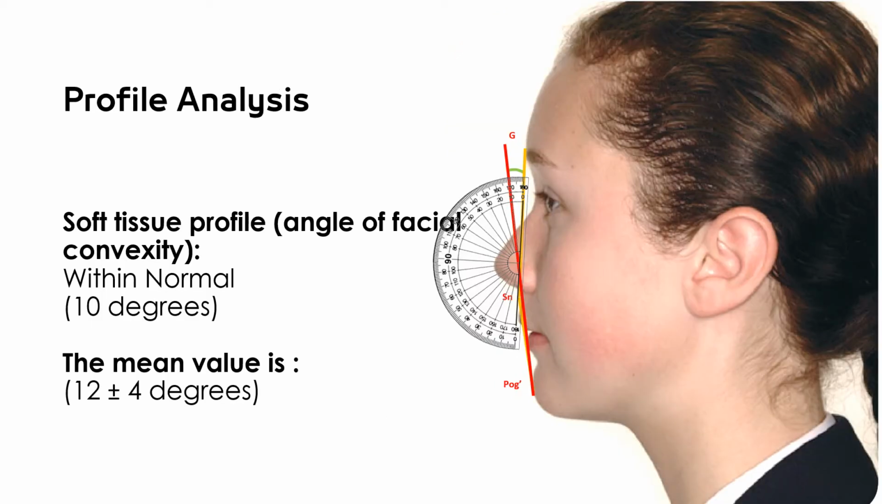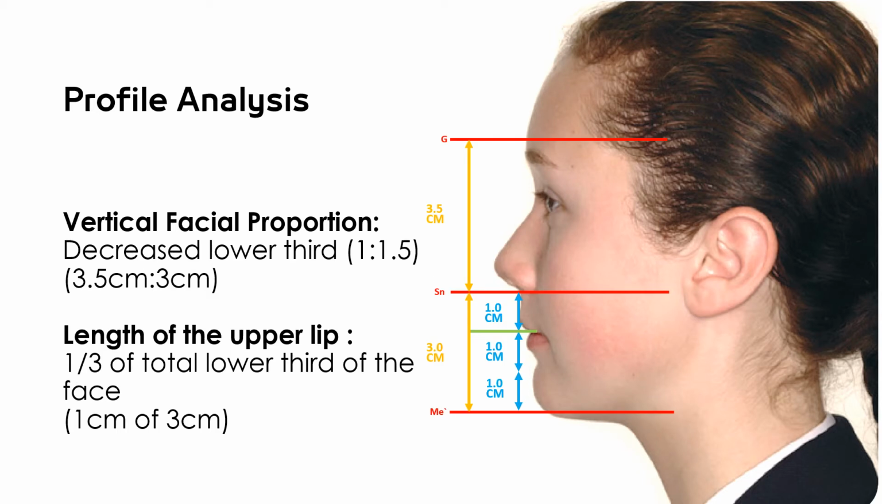When we talk about the profile analysis, the soft tissue profile or the facial convexity is within normal, about 10 degrees, and the mean value is 12 degrees, plus or minus 4 degrees. Now when we talk about the vertical facial proportions, we can notice there is decreased lower facial third, which is 3 centimeters on the screen, while the upper third is 3.5. The length of the upper lip is 1/3 the total length of the lower facial third.